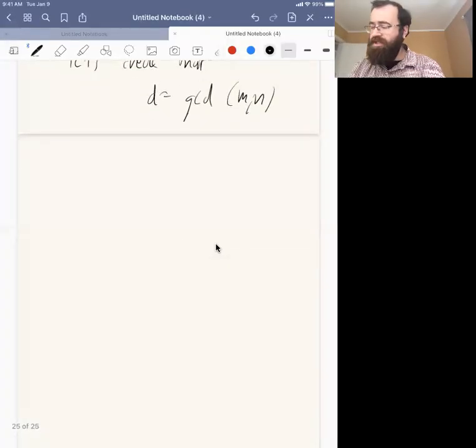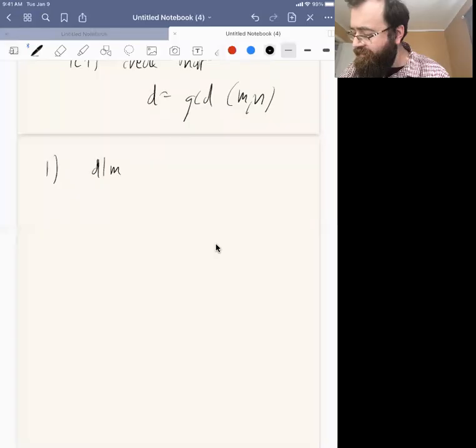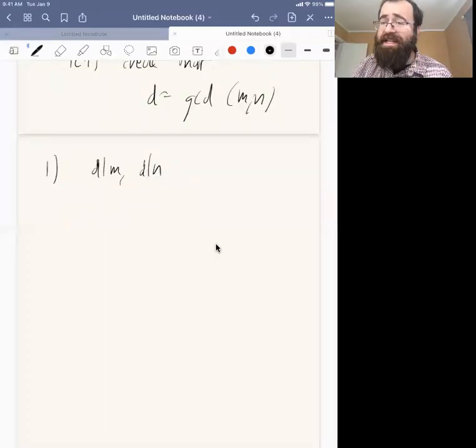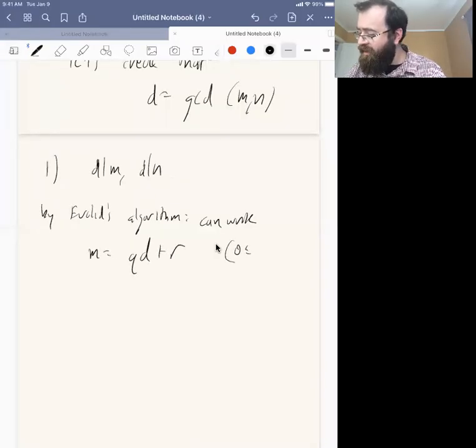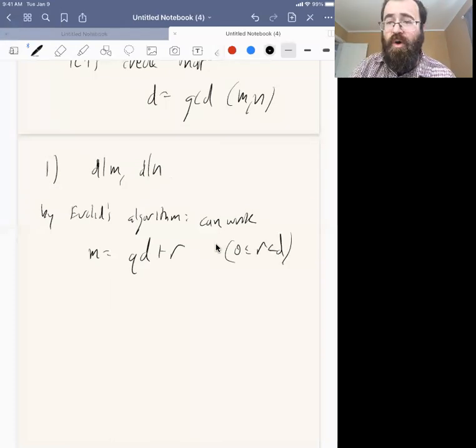So let's check that D is the GCD. We have to check two axioms. The first axiom we have to check is that D divides both M and N. So we need to check D divides M, D divides N. The proof is identical for each one, so I'll just do it for M. So let's try to divide D into M. By Euclid's algorithm, we can write M is QD plus R, where R is something that's between 0 and D.